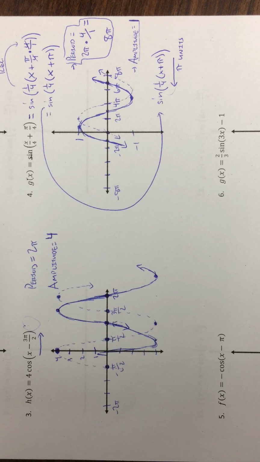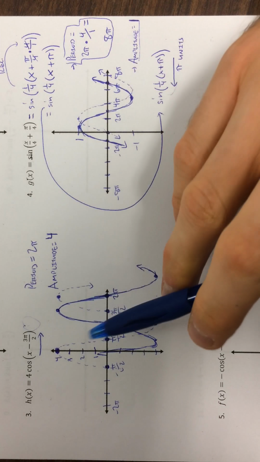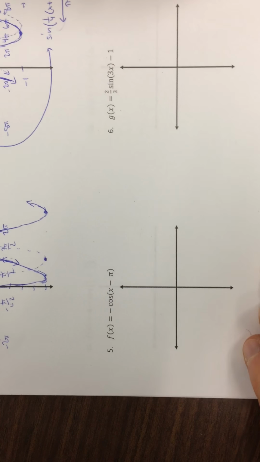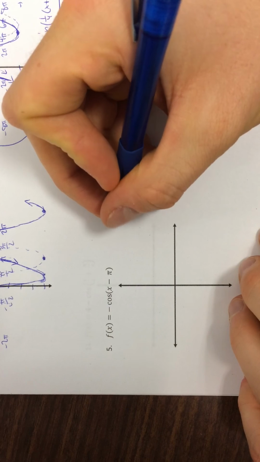This video is part 2 for September 14th and 15th, putting all transformations together for sine and cosine. So I already did number 3 and 4 in the previous video. I'm going to go on to number 5 and 6. Starting with number 5, let's start listing the transformations.